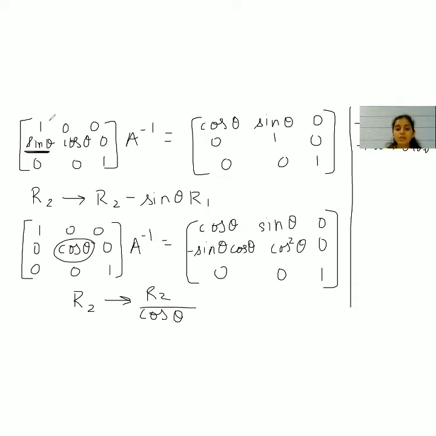What about the right hand side matrix? In R2, when I divide by cos theta, in the first term cos theta cancels, in the second term cos theta cancels. So what will be the answer? Here we will get an identity matrix. Cos theta upon cos theta is 1. The remaining were already transformed.